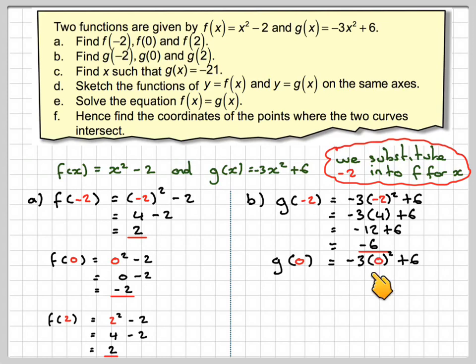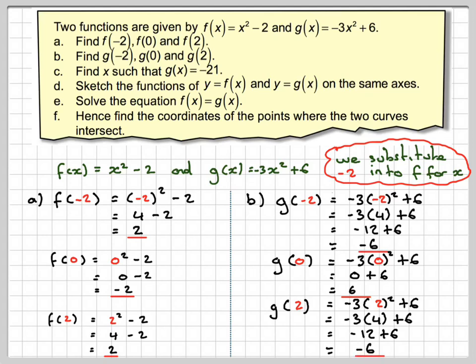G of 0 is going to be minus 3 times 0 squared plus 6. 0 squared is 0, 0 times minus 3 is 0, so we get 0 plus 6, which is 6. G of 2 is going to be minus 3 times 2 squared plus 6. 2 squared is 4, minus 3 times 4 plus 6 gives me minus 12 plus 6, which is minus 6. Notice again here and here the answers are the same because quadratics are symmetrical.